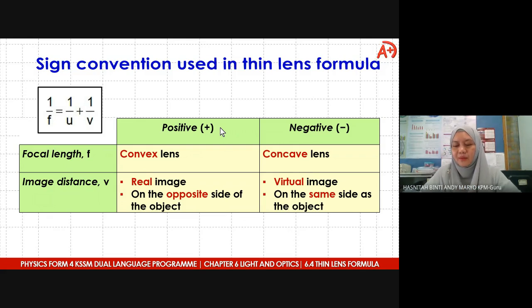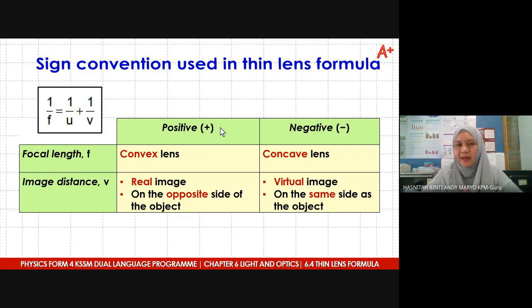And then for V, later when you use this formula, if you find V with a positive sign, it means that the image produced is a real image.